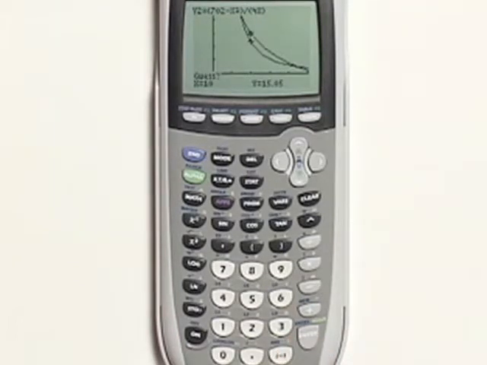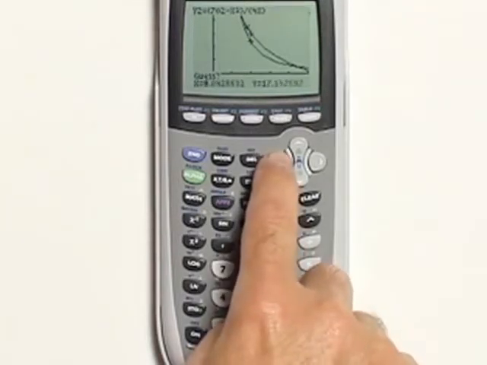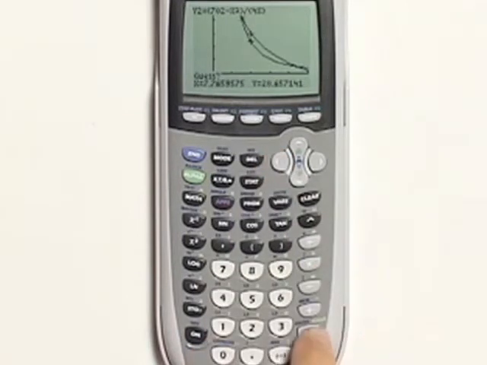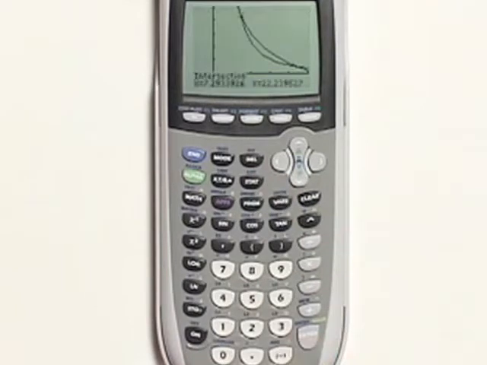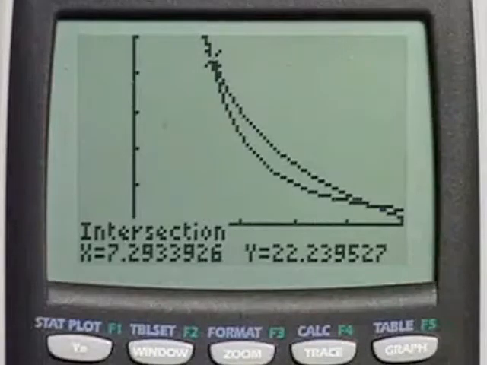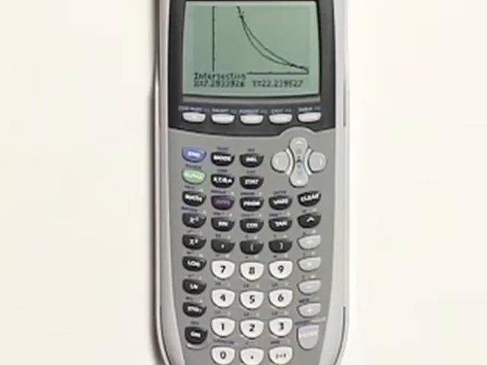And now it wants us to guess the answer, primarily because it wants to know, do we want the one that's to the left or the one to the right? Let's start with the one to the left, so let me move the cursor a little bit closer to that point of intersection, and I do that by moving it to the left with the left arrow key. Now press enter, and it comes up with the fact that the intersection occurs at x equals 7.2933926 and y equals 22.239527.